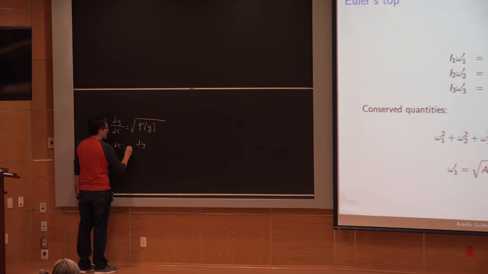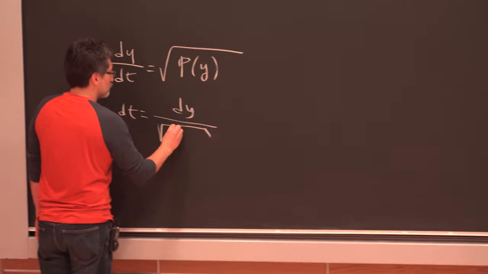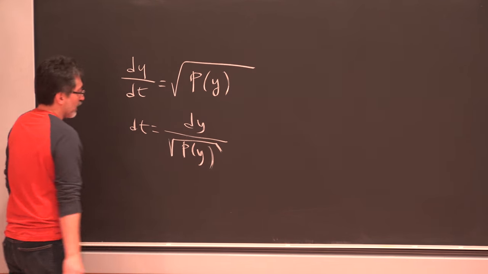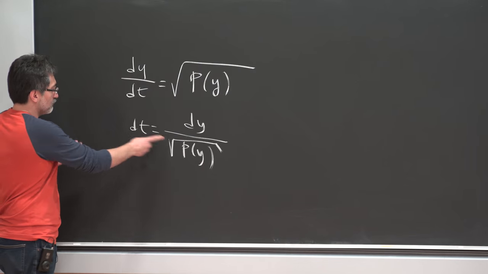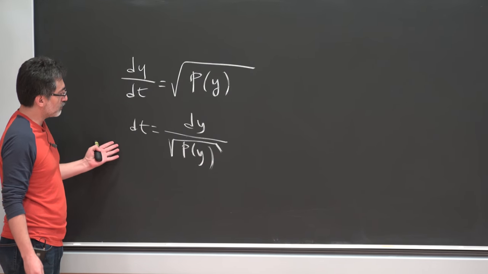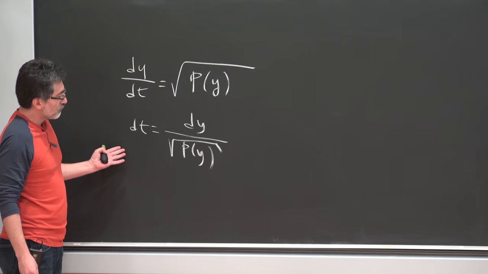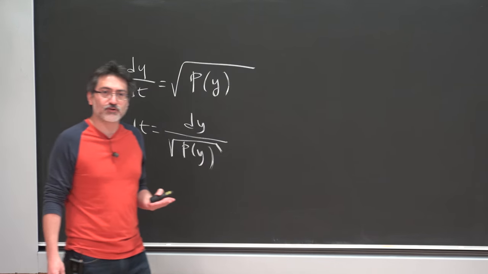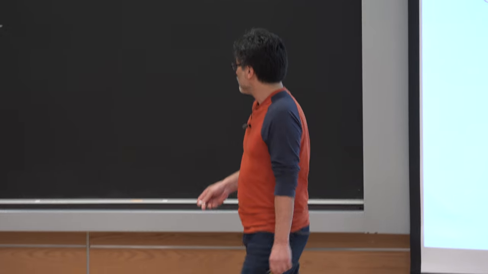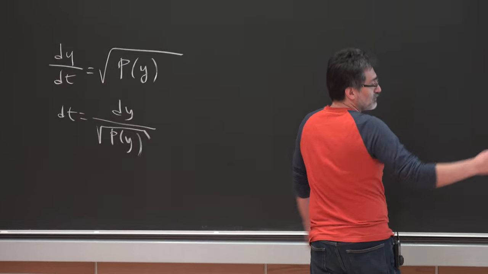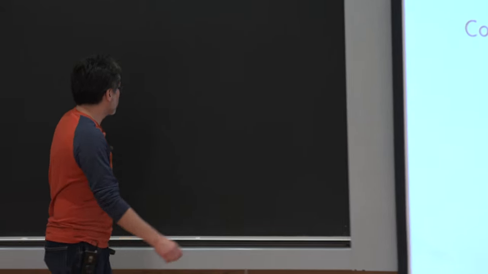So this is dy over the square root of this polynomial, p of y. And so to obtain y of t, you need to integrate this. And the true nature of this integral is only evident when you look into the complex numbers. So let me tell you briefly how you integrate this equation.